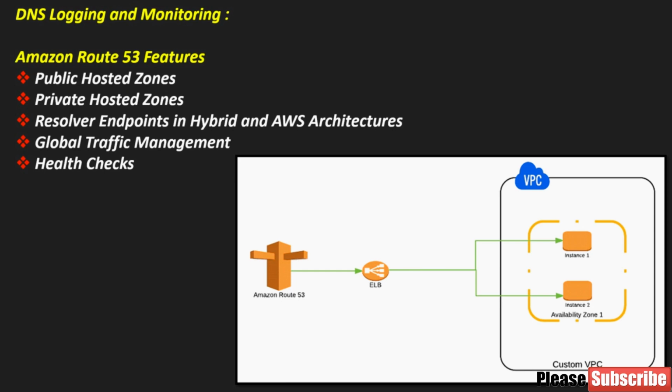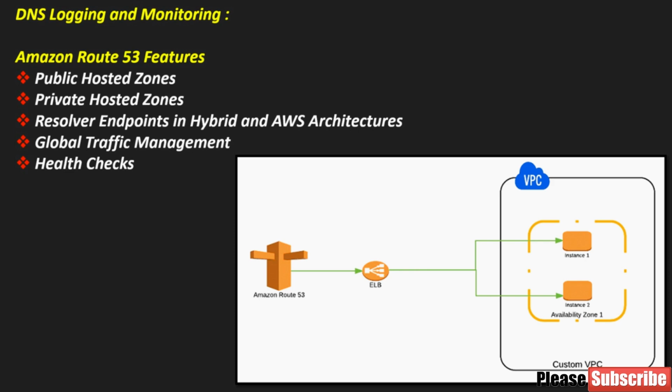So what about the Amazon Route 53 features? We need to discuss some other points. Amazon Route 53 is a scalable and highly available Domain Name System web service provided by Amazon Web Services. Let's explore some of its key features, starting with public hosted zones. Route 53 allows the creation and management of public hosted zones, enabling the association of domain names with IP addresses too.